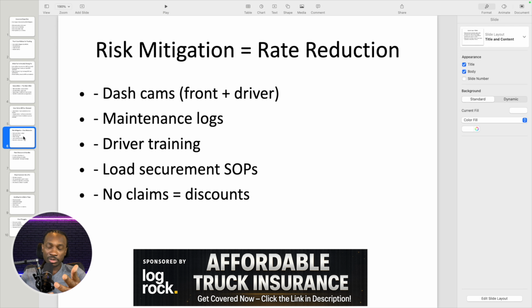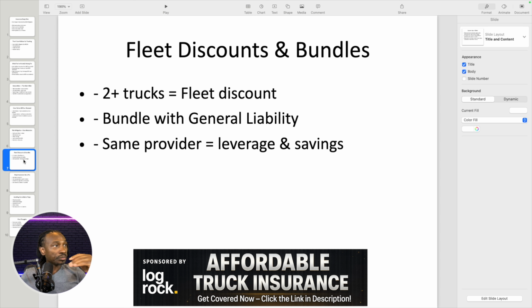So dash cams nowadays is pretty much a must. You want one facing out onto the road, and then you want one on the driver so you can monitor. You want to have your maintenance logs. You want to do your driver training, right, to ensure that the drivers are trained to your standards. Load securement, you want to make sure you have those SOPs, all right, because you want to get those discounts.